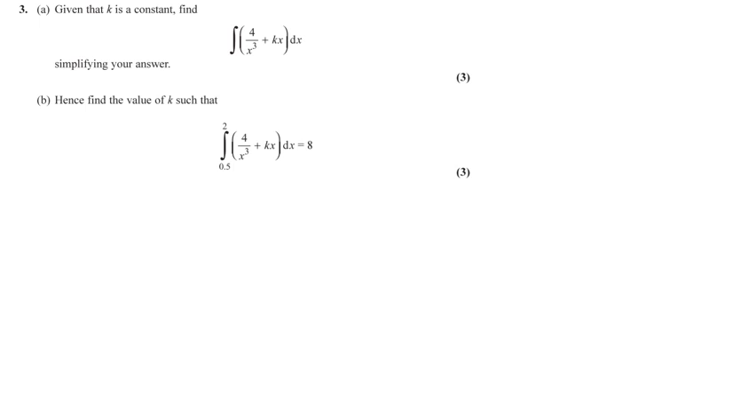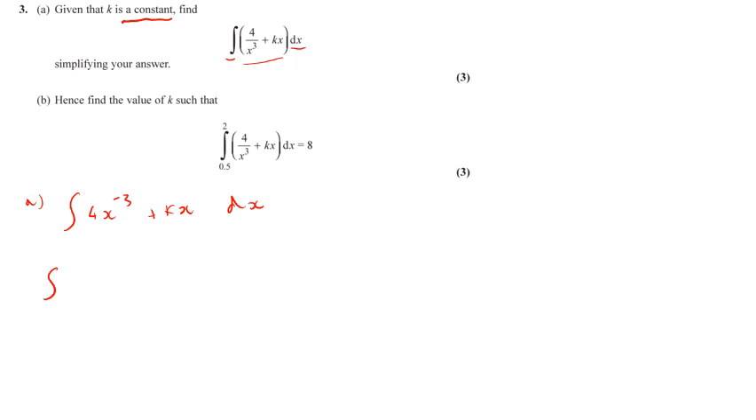Okay, year 12. So for question 3 then, given that k is a constant, find, and then we're going to integrate this expression here with respect to x. So we're integrating with respect to x. So for part A, I'm just going to begin by rewriting as 4x to the power of minus 3 plus kx. So we're integrating with respect to x.